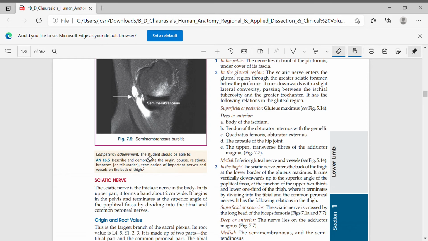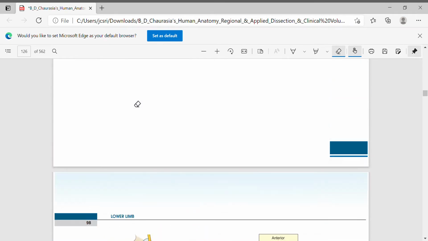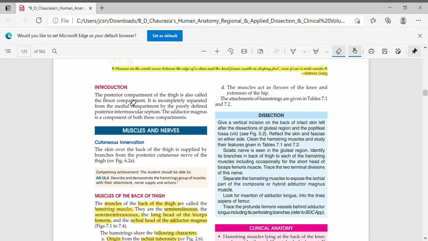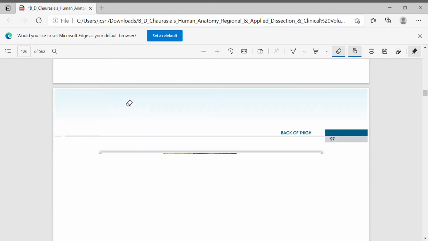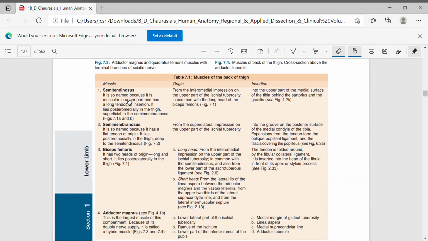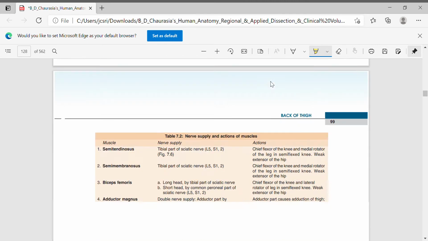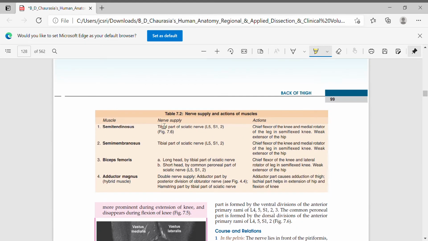So now let us see two muscles in detail. One is semimembranosus, another one is the biceps femoris. Semimembranosus, if you see, you have it here. So this is the semimembranosus muscle, and the origin of semimembranosus is important. The insertion is mostly important. Then you should know the nerve supply and action. For every muscle, this is the criteria.